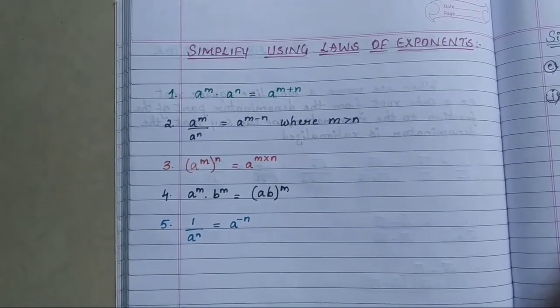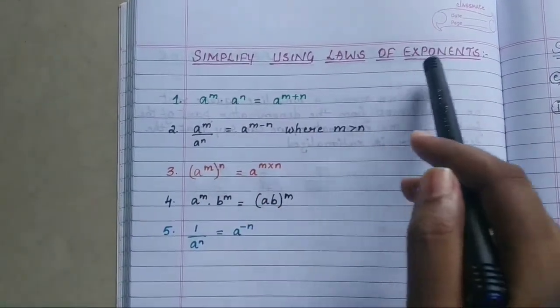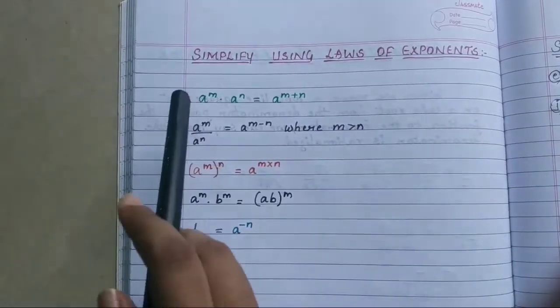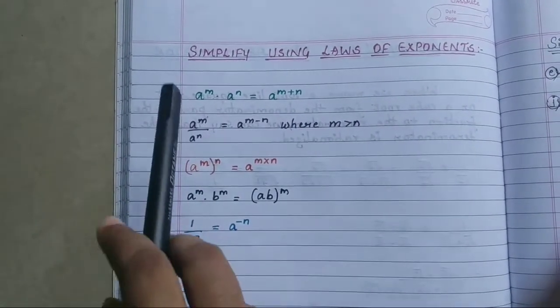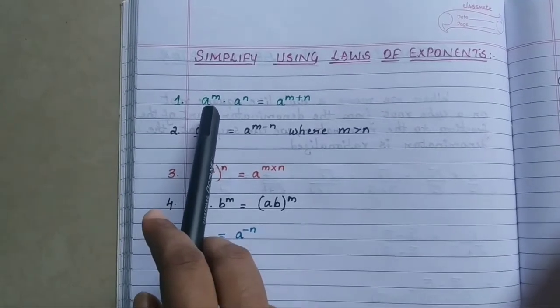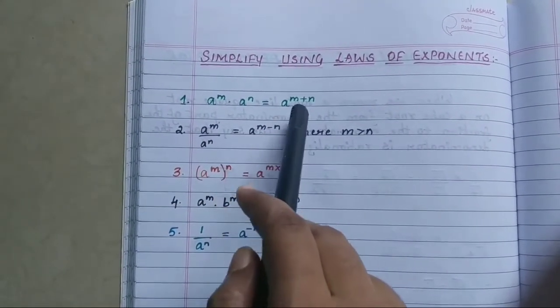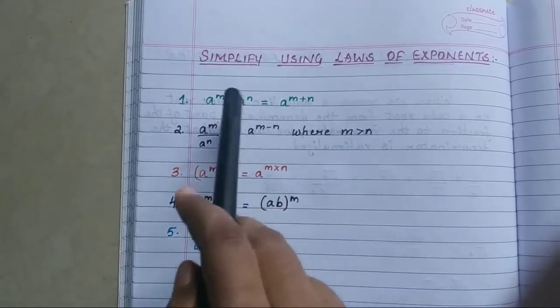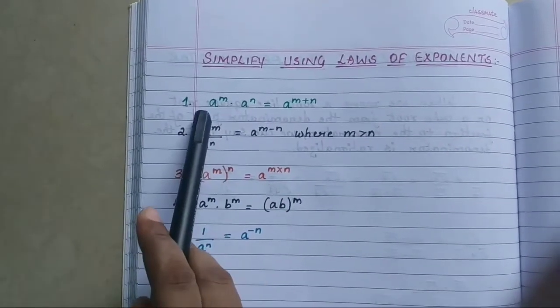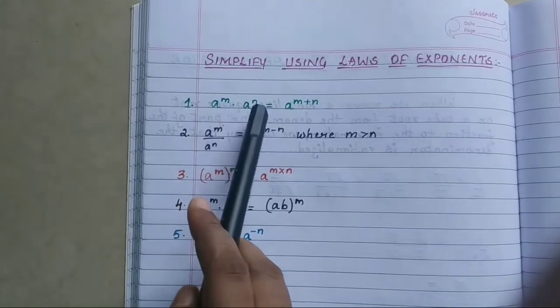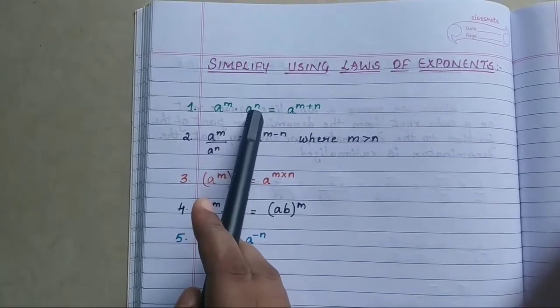Today we will study simplify using laws of exponent. So we are having here 5 laws of exponent. In that, the first one is a to the power of m into a to the power of n is equals to a to the power of m plus n. Here a is the base and m and n are nothing but the exponents.